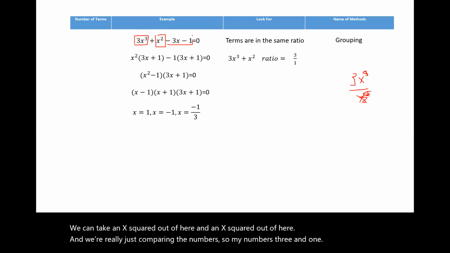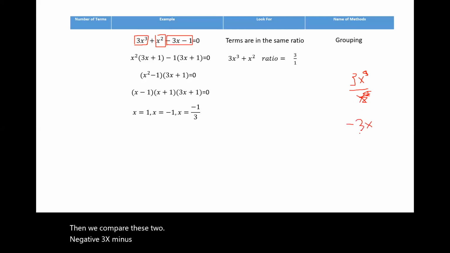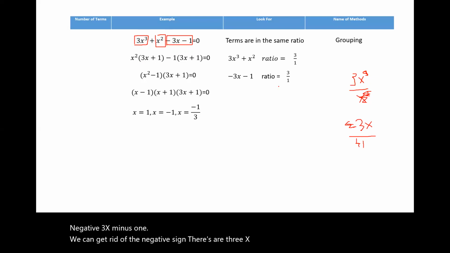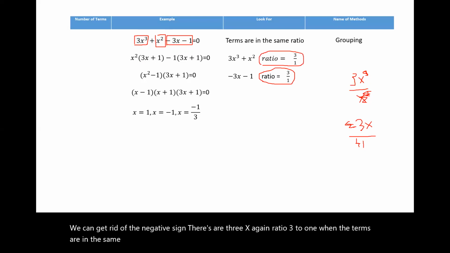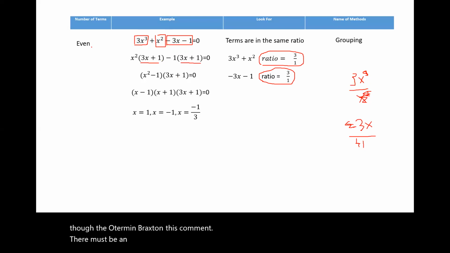Then we compare these two. Negative 3x minus 1. We can get rid of the negative sign. Ooh, there's our 3x again. Ratio 3 to 1. When the terms are in the same ratio, this method will work. Meaning when you haul out the common factor, there'll be a term in brackets that's common. There must be an even number of terms if you do that. So if we had 5 terms, forget it. So this will work for 4, 6, 8, or 10.